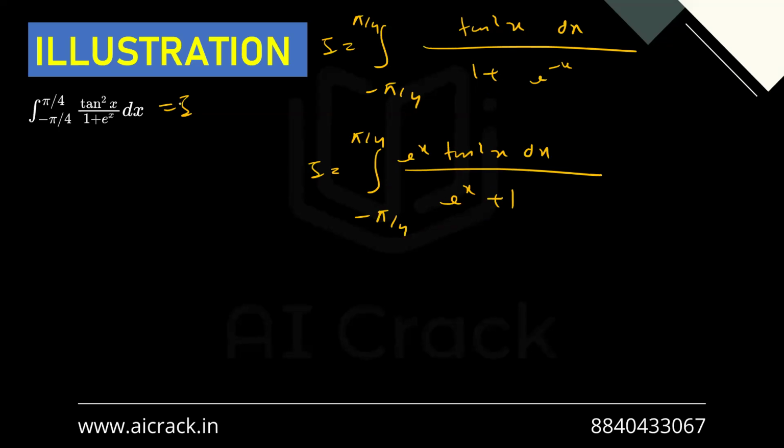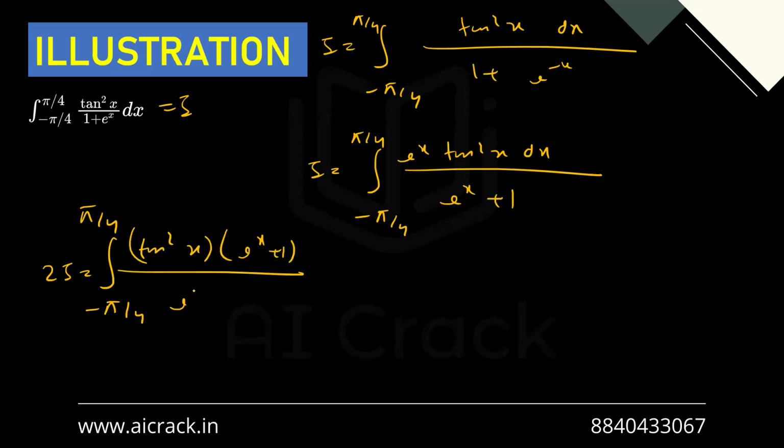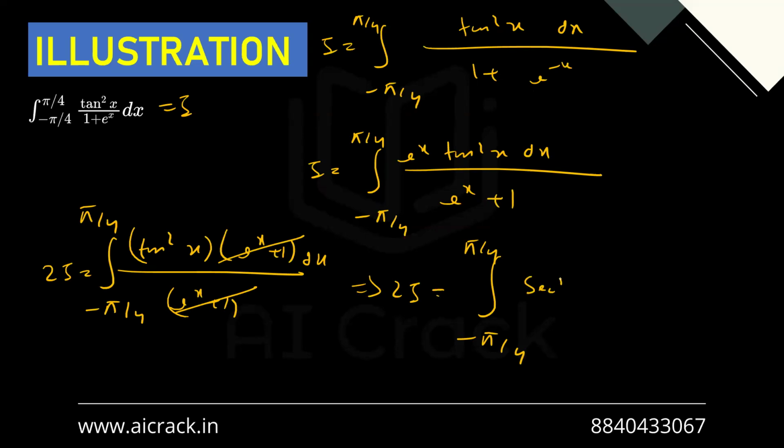Okay. If we add both of these, we'll be getting 2I equals to integral minus pi by 4 to pi by 4 tan square x taken as common, we'll be getting e raised power x plus 1 divided by e raised power x plus 1 dx. Okay, so this and this get cancelled out. So what we have got, 2I equals to integral minus pi by 4 to pi by 4. What we are left with, tan square x. We can write it as sec square x minus 1 dx. Now this becomes a very standard integral, right?